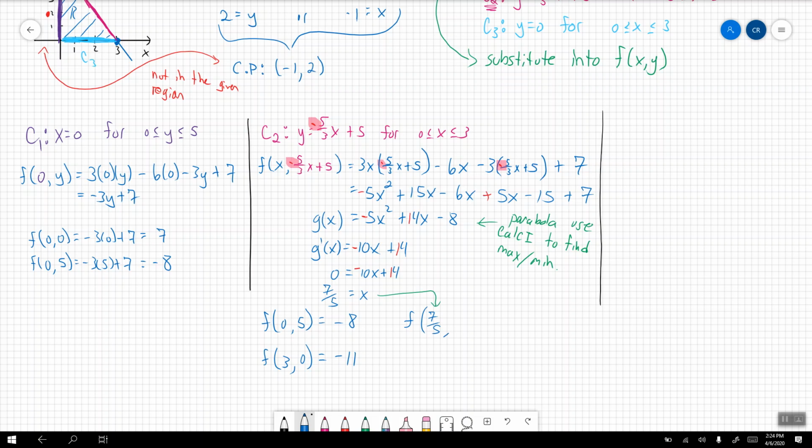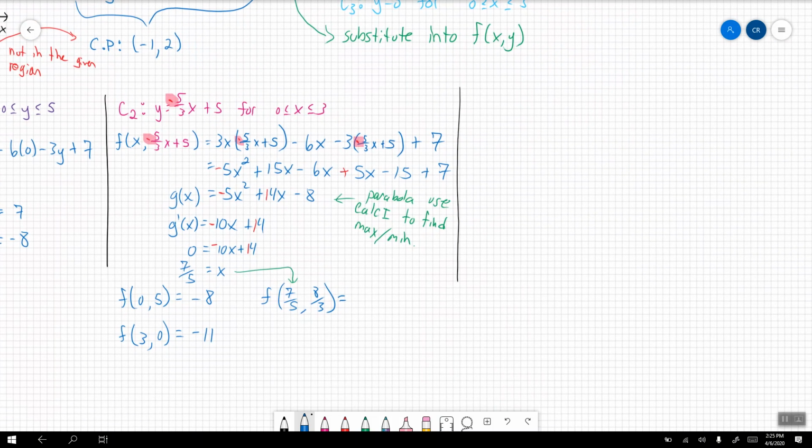Oh my goodness. So 7/5 multiplied by 5/3. The 5 and 5 will cancel, leaving us with 7/3, which is negative. So negative 7/3. Negative 7/3 plus 5 gives us 8/3. There we go. So now we're going to make this substitution into our function. So substitute this into the function and see what we get.